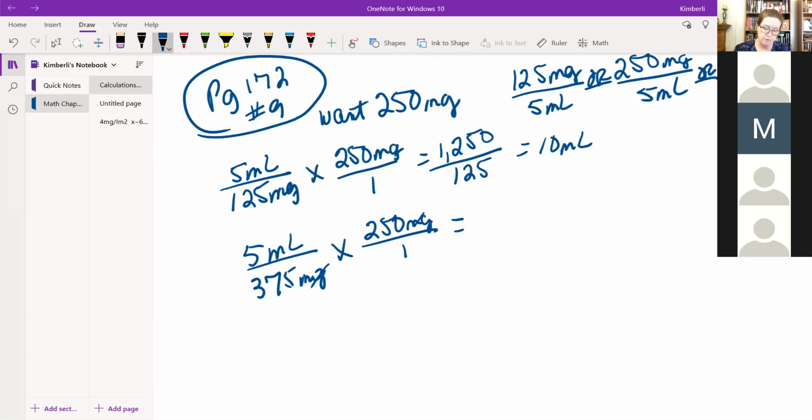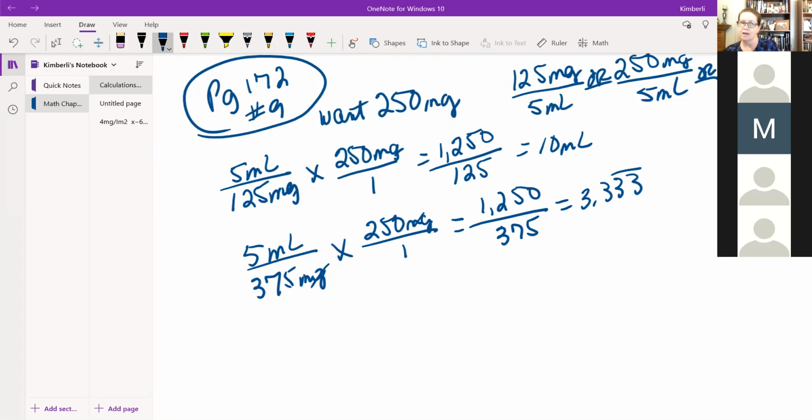Okay. So 5 times 250 is 1250 divided by 375. 3, maybe 3.4, 3.5, like this. And the 3's just keep repeating. So 3.3, and a third, 3.6 milliliters. Okay, so that's the answer to all of those doses.